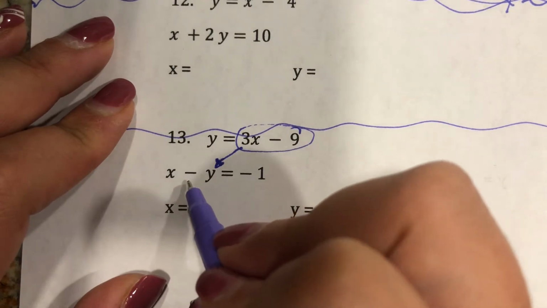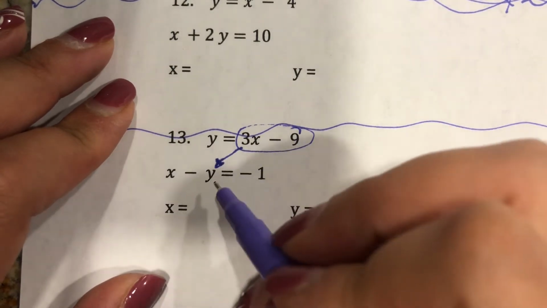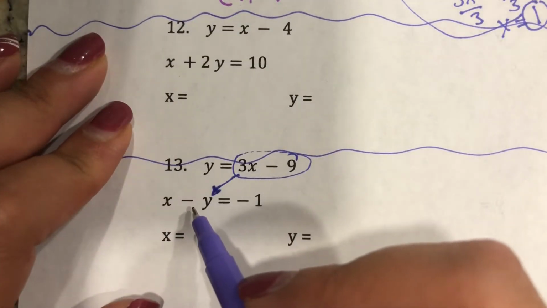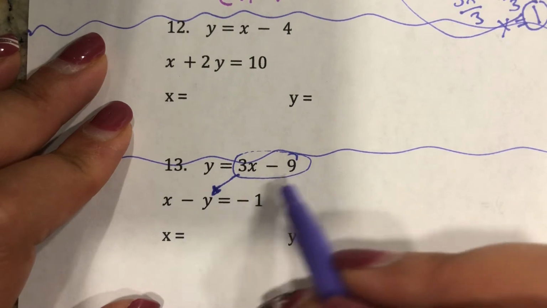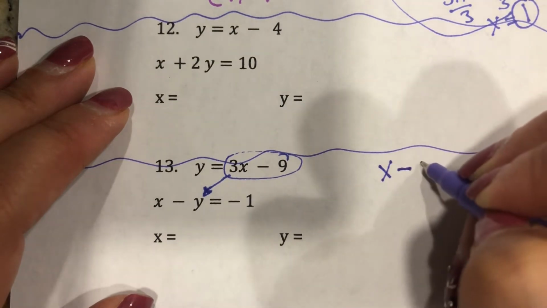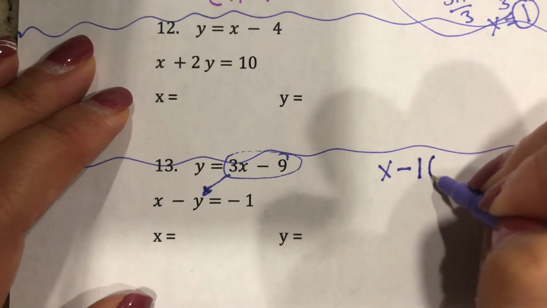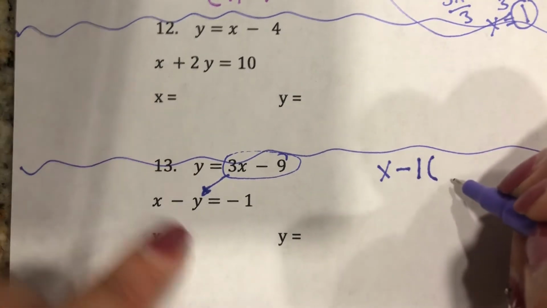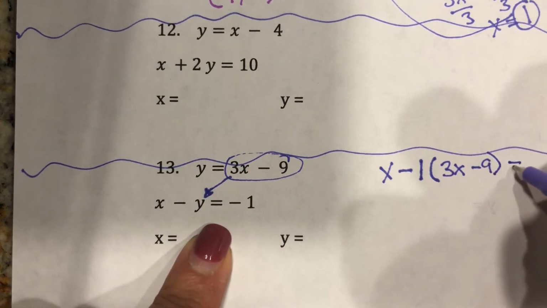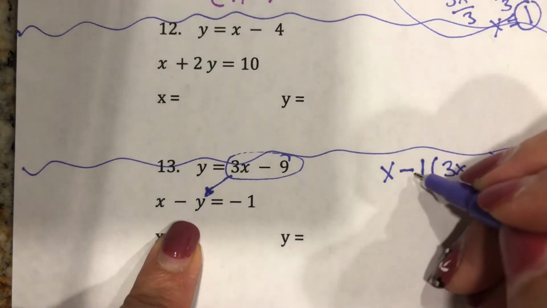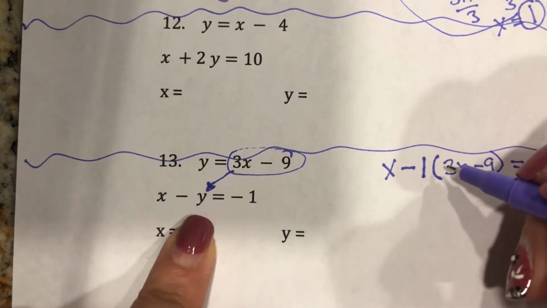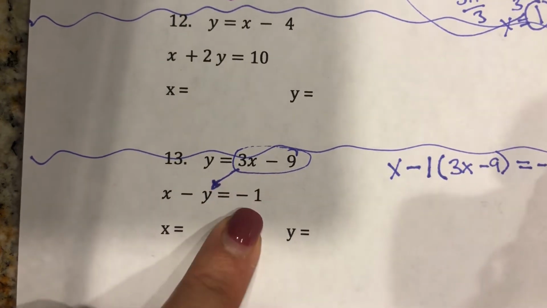Now be careful, we do have a negative right here. Just like we did before where we had to multiply by this 2, we're now going to have to multiply by a negative 1 because we need to multiply everything by this negative. So we're going to have x minus, this time I am going to put that 1 because I want to make sure that I don't forget that I'm going to have to distribute. Instead of the y, I'm going to put 3x minus 9 equals negative 1.